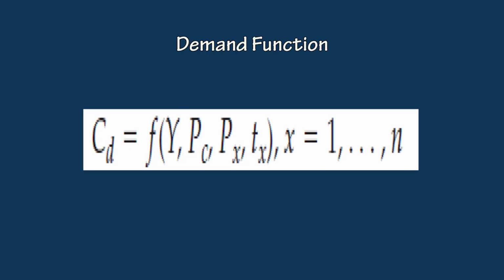CD is equal to a function of Y, PC, PX and TX. Y means income. PC means price of children, or cost of raising children. PX is the price of all other goods. TX is the taste for other goods. So what is the relationship here?